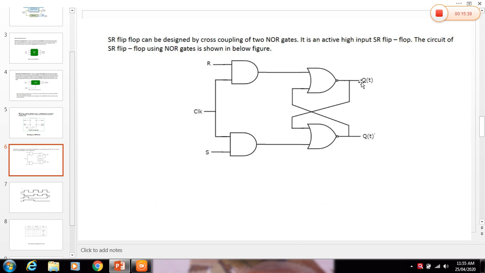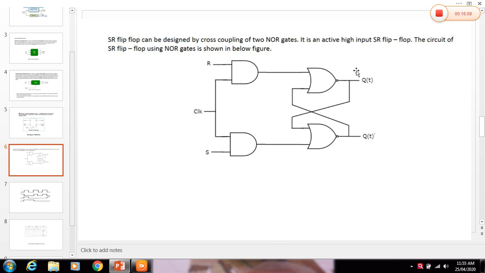So it doesn't matter whatever the earlier state of the circuit was. Suppose earlier 1 was stored here. Now I have given R is 0 and S is 0. According to the function of the NOR gate, there will be no change in the next state. 1 was here, here we have given 0, here we have given 0. Now the circuit will remain in its previous state, that is, the next output will always be 1 itself.